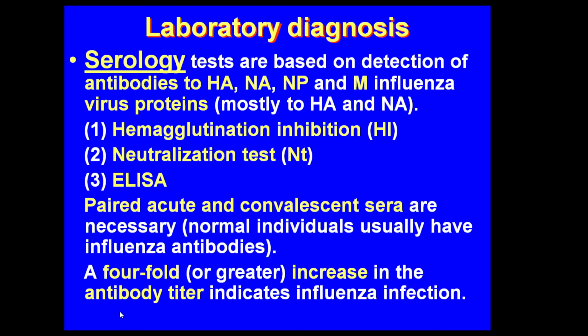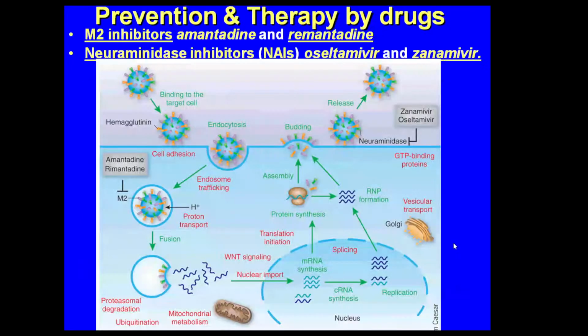Serology tests are based on the detection of antibodies to surface proteins and also the internal NP and matrix influenza virus proteins. To find the antibodies in the patient serum, we use the same hemagglutination inhibition assay, but then the known antigen, a laboratory strain of influenza, will be used as a known antigen to identify the antibody. So we do with the neutralization test and ELISA. Usually paired acute and convalescent sera are necessary. Normal individuals usually have influenza antibodies against different strains. A fourfold increase will help us to indicate the influenza infection.